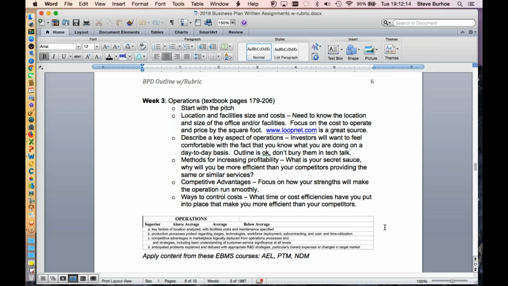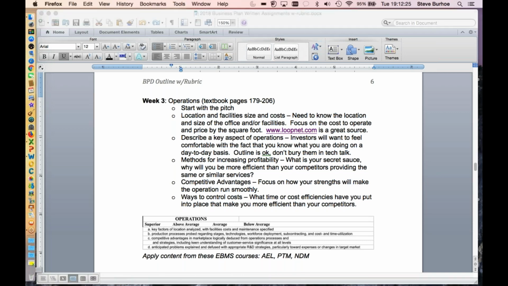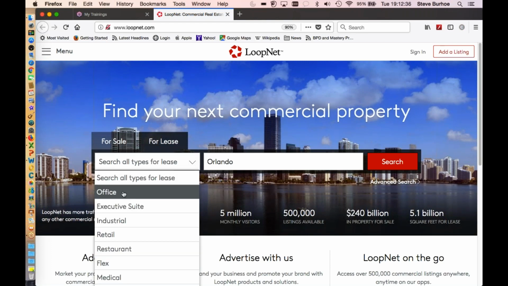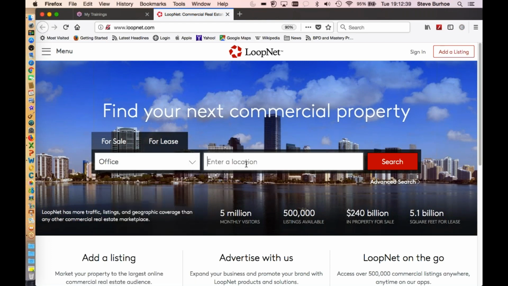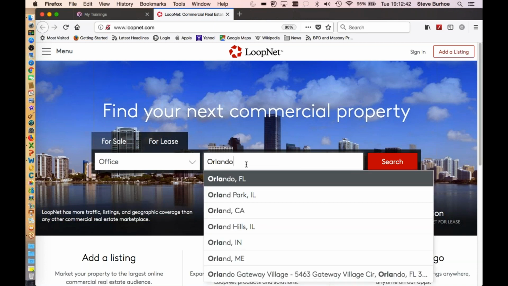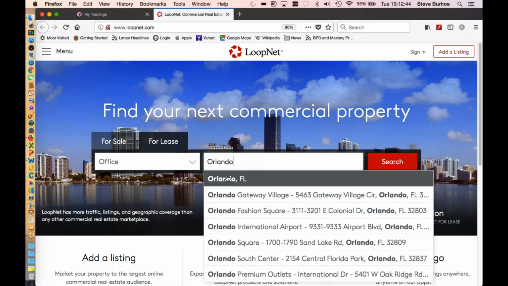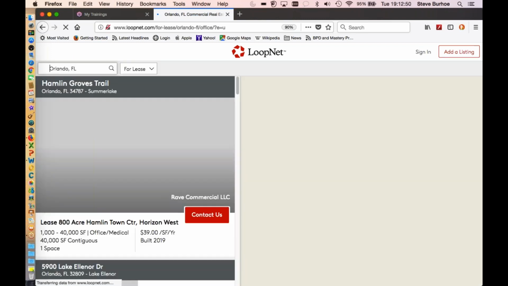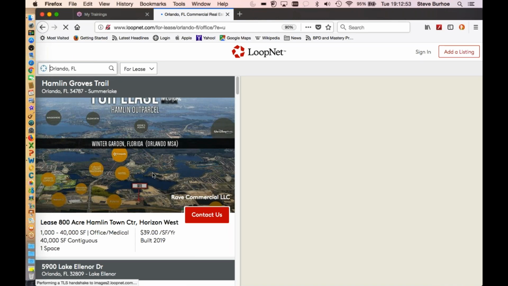So location and facility size, and like I said, we can jump into LoopNet real quick, and I'll show you what that looks like. But LoopNet is a nice website. It's easy to operate. You can look at properties for sale or for lease. Like we'll look at office space for lease in Orlando, and make sure you pick Orlando, Florida, because there's lots of Orlandos out there. And when you search, it's going to come up with properties that are for lease in the area.